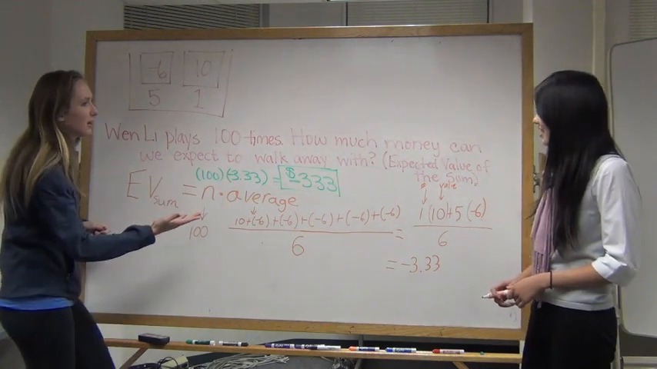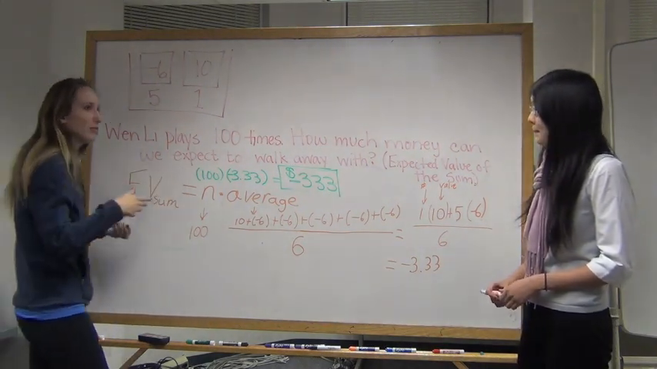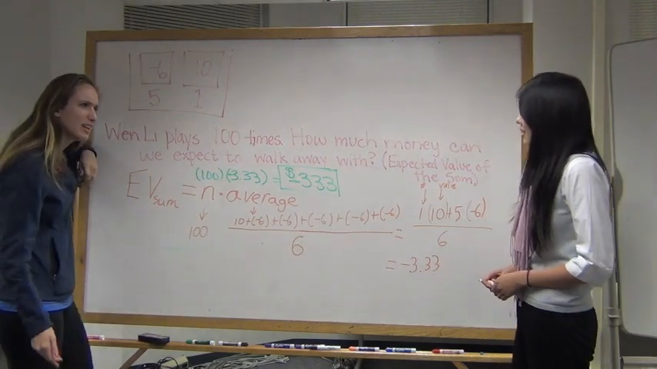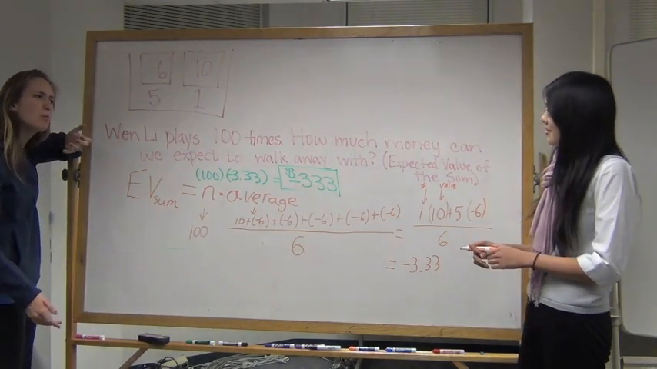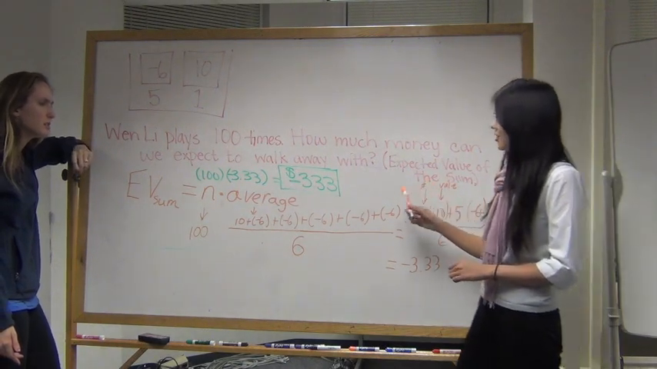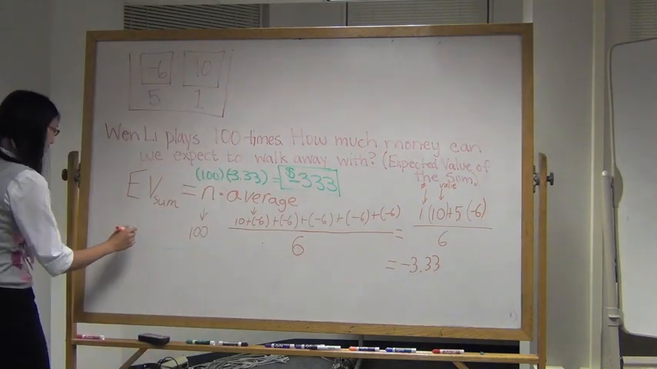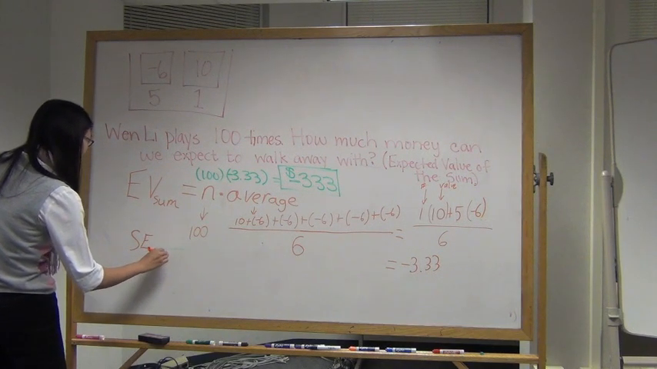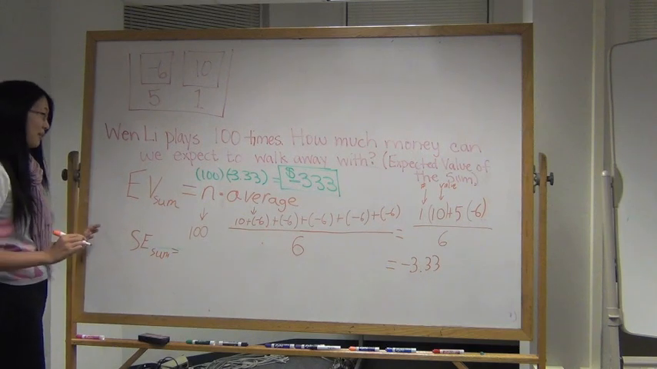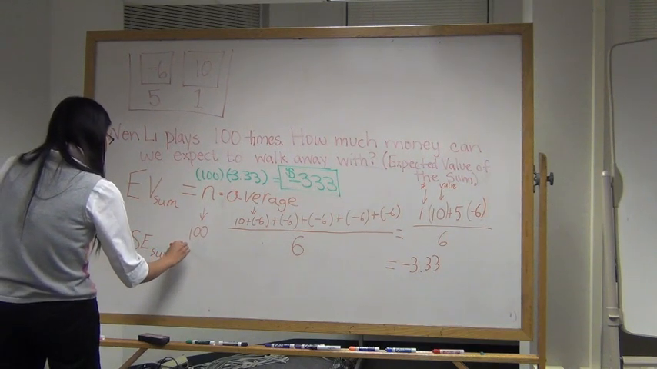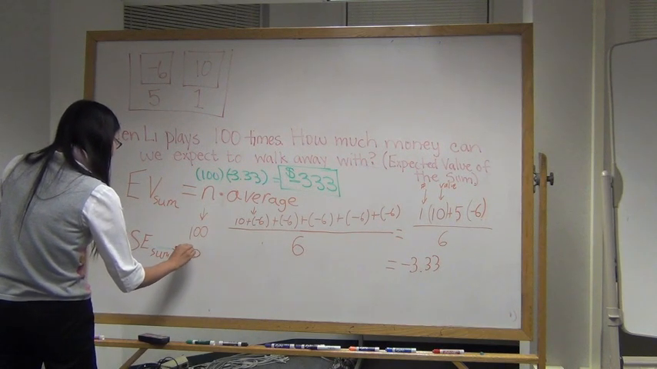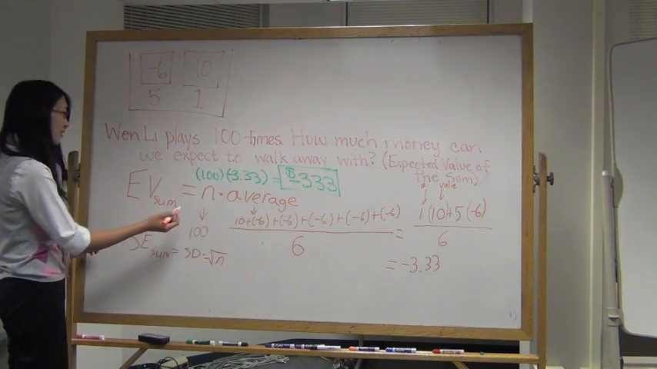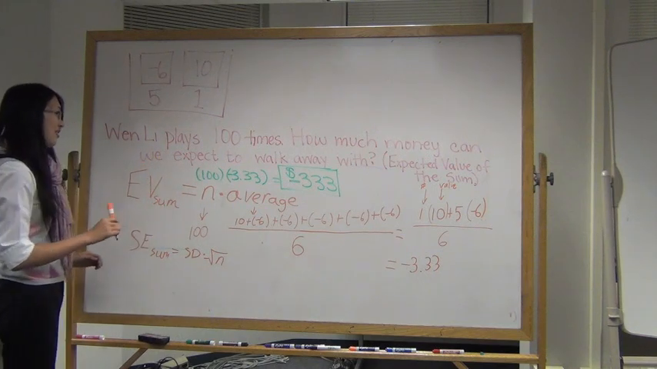But Wenley, this is our expected value. Not every person who stops on the street and plays this game is going to lose $333, right? Yeah, it's just our expected amount. But is there some wiggle room involved? There's definitely some wiggle room, and that wiggle room is called a standard error, or SE, of the sum of the 100 plays. The SE sum is simply equal to the SD of the box times the square root of N. And N is still the number of plays for this situation.